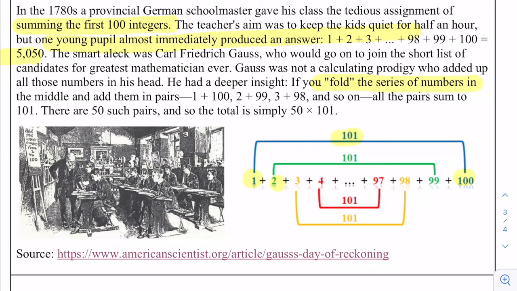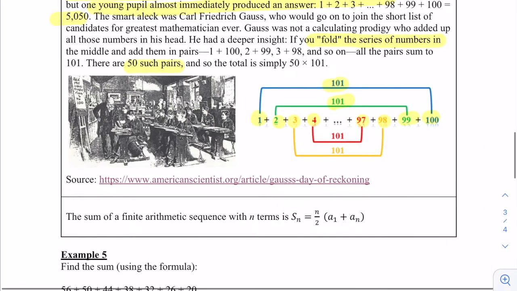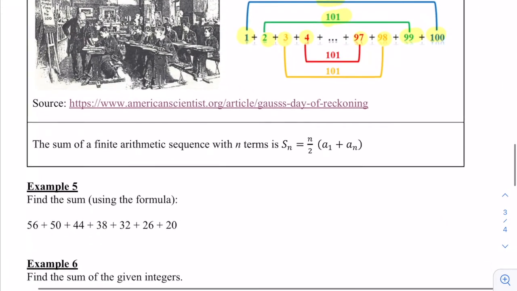When you add 2 and 99, you get 101, and so on. So 3 and 98, 4 and 97, and in the 100 numbers, we have 50 of those pairs. So 50 times 101 gives us 5,050. And that's what we're going to use to find the sum of finite arithmetic sequences.